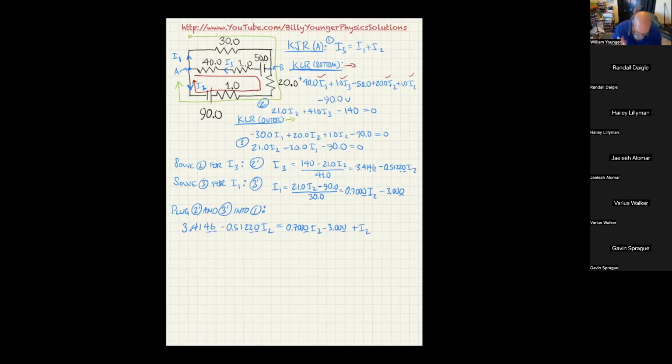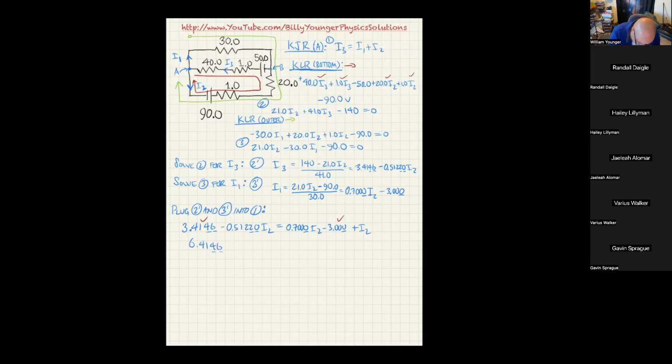So now you see you've got exactly one unknown. It's specifically I2. So I'm going to combine all those like terms. Notice on the right, I've got 0.7 I2 and I've got 1 I2. So it's best to pull the 0.51 over to the right. And I'm going to pull the 3.0 over to the left. That's going to give me 6.4146 on the left-hand side. That's taking care of this guy because it comes positive over there, and it is positive there.